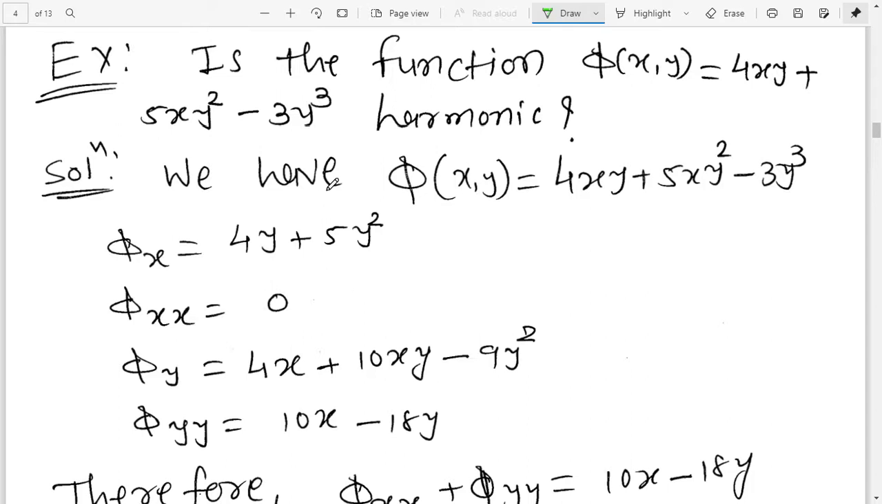Next example: show that the function phi of x y is equal to 4xy plus phi x y square minus 3y cube is harmonic. Solution: we have phi of x y is equal to 4xy plus phi x y square minus 3y cube.